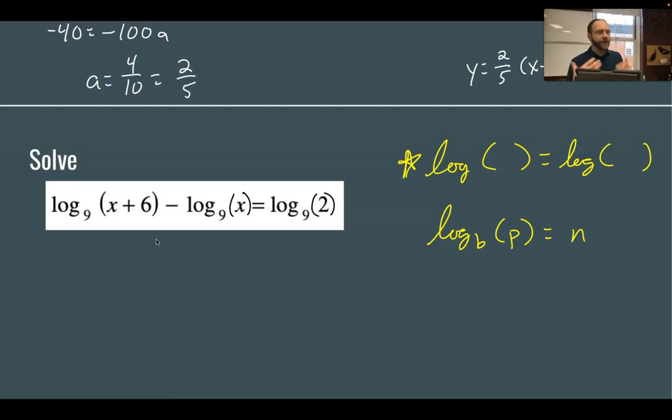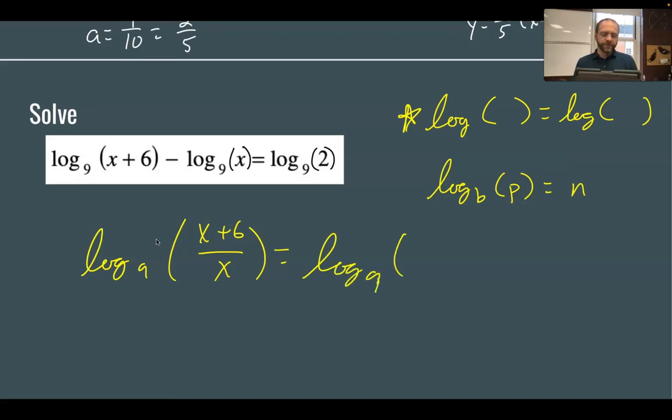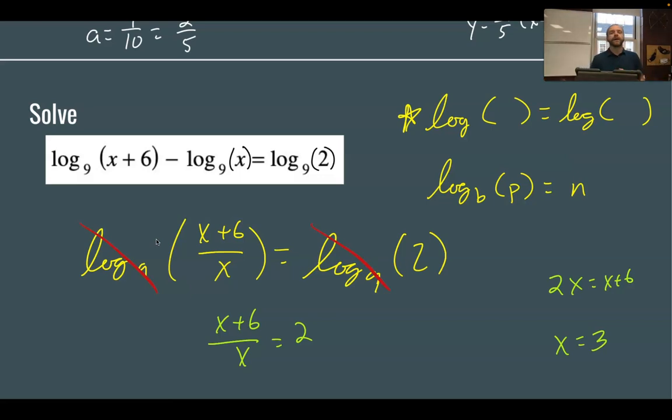I'm subtracting logs. Logs are powers, right? When you subtract exponents, you do that when you are dividing. So when I merge this, I have log base 9 of x plus 6 over x equals log base 9 of 2. Wait a minute. Log equals log, so they cancel. And so I have x plus 6 over x equals 2. I get 2x equals x plus 6. x equals 3. And there we are.